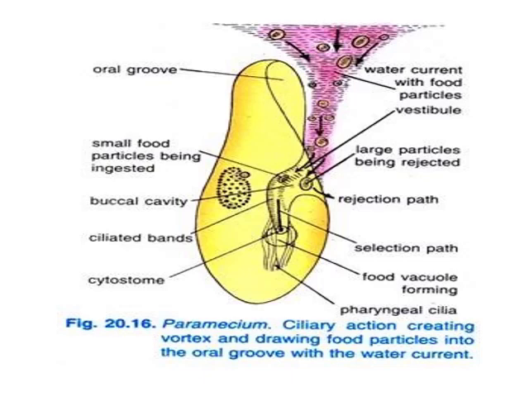Water current is moving food toward the oral groove. Here the pink color is food and yellow is Paramecium.